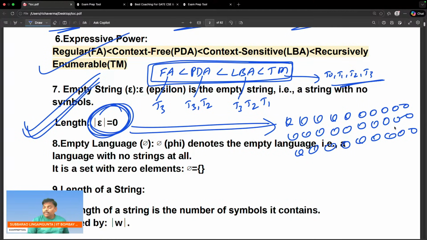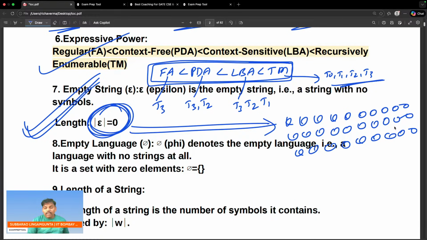Why is it called the empty string? Because its length is 0. That symbol's length is 0. How is it possible? It is like one person whose weight is 0. How is it possible? It's a surprise. In the whole TOC, it is a surprise.